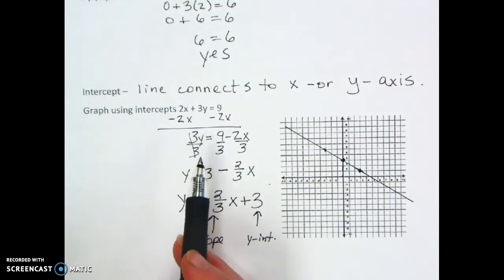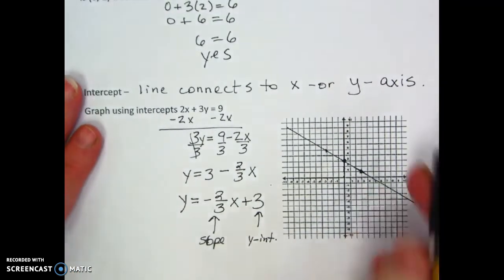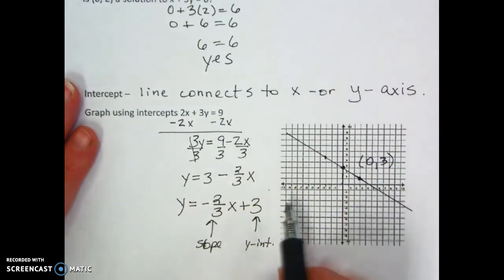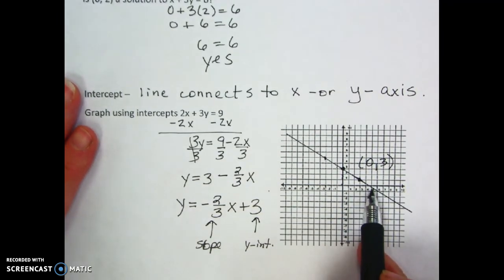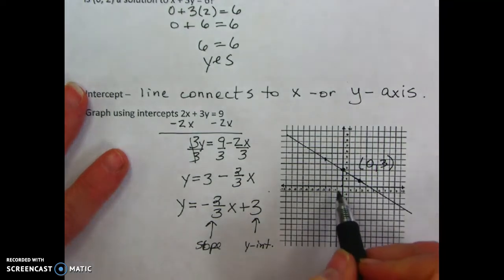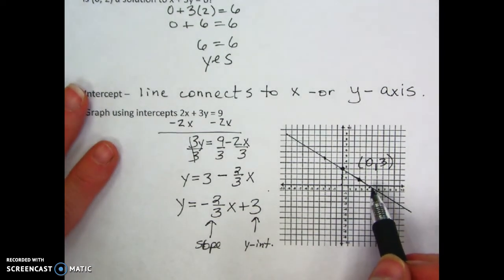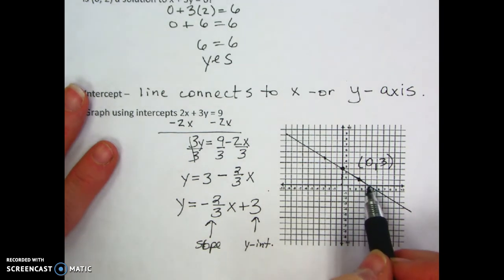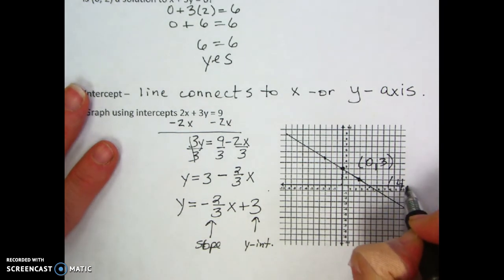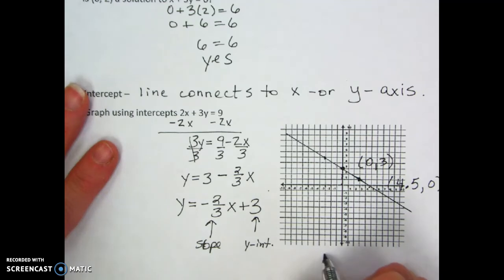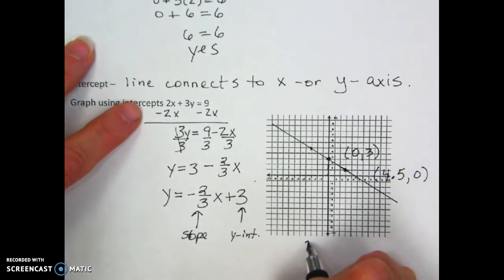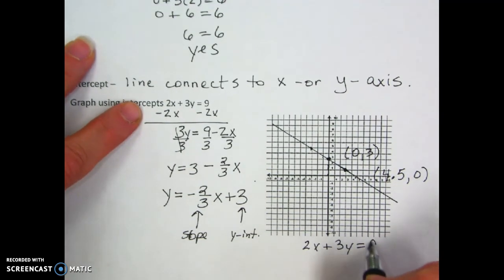We know that our y-intercept is at 0, 3. We should be able to figure out what our x-intercept is here as well. So our x-intercept appears to be at about 4.5. Over 4.5, up or down 0. So we're going to try that out. So if we have this equation, 2x plus 3y equals 9, let's see if x is 4.5, y being 0, does that equal 9?